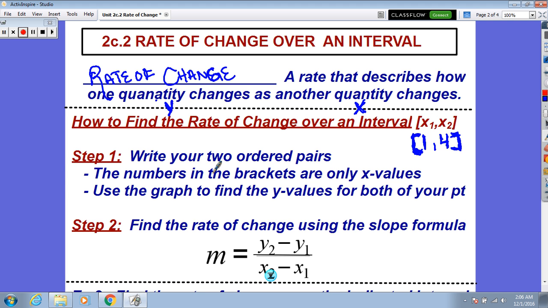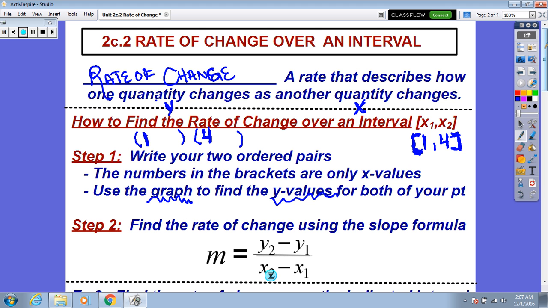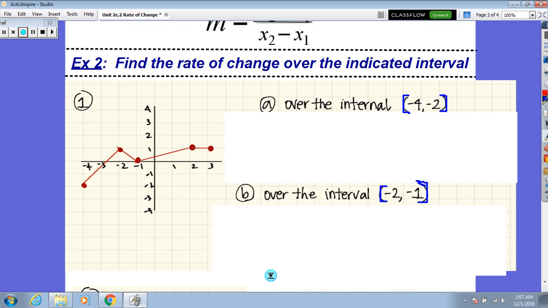So what you're going to do first is you're going to create two ordered pairs based off of the numbers that they gave you inside of the braces. So that means we have to separate these values, because ordered pairs only have an x as the first value. So our first x value will be 1, and our second x value will be 4. Now, we're going to get our y values from the graph, or from the equation that they give you, okay? After you do that, we're going to find the rate of change, and we're going to use a slope formula in order to do it. Okay? So let's look at our examples.